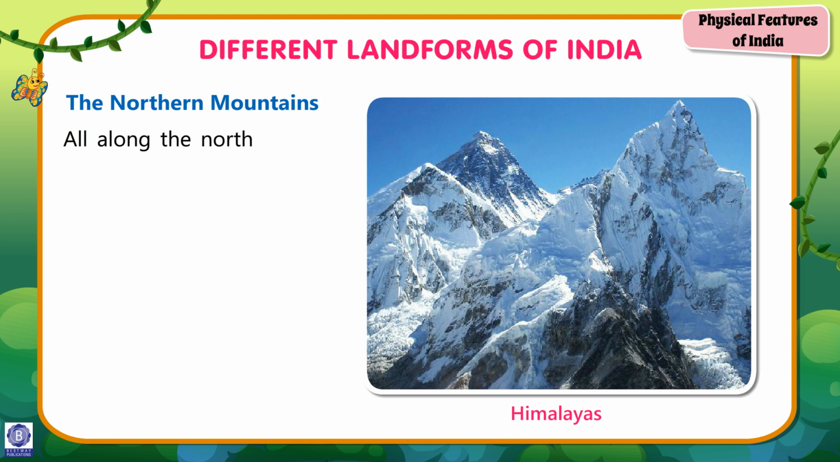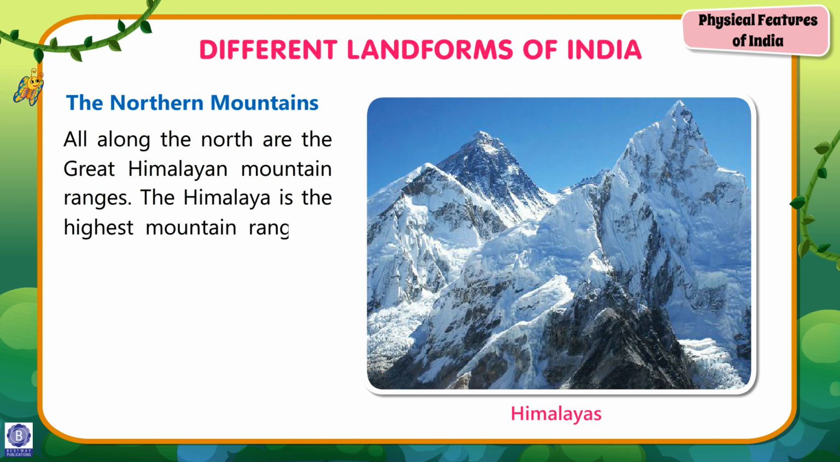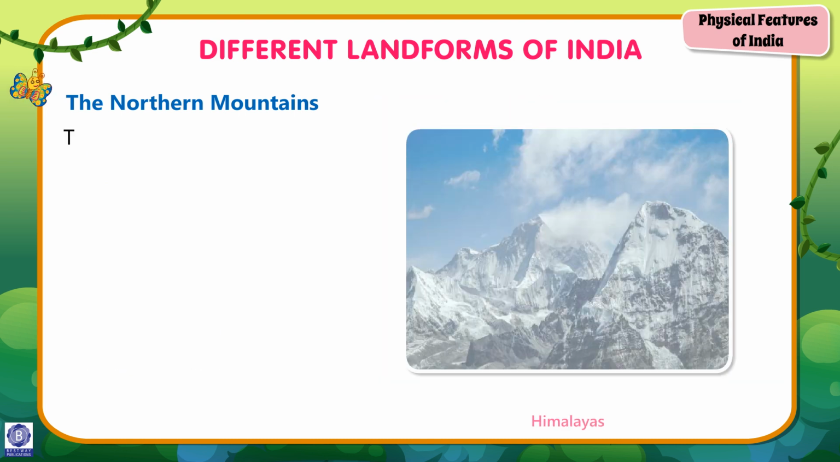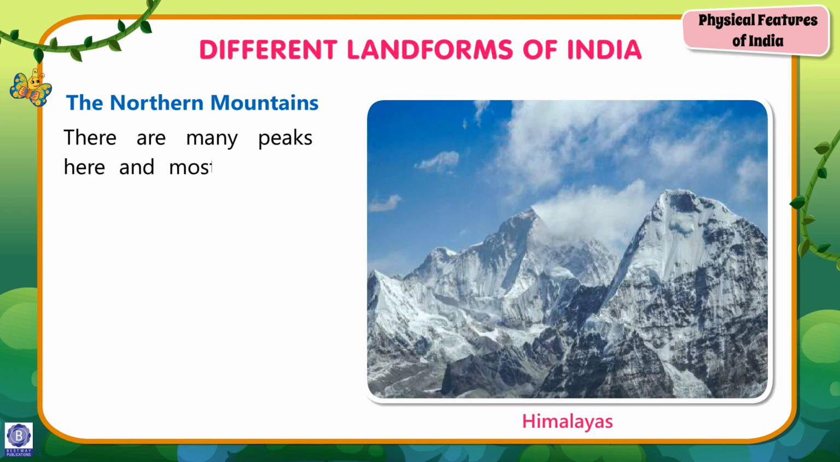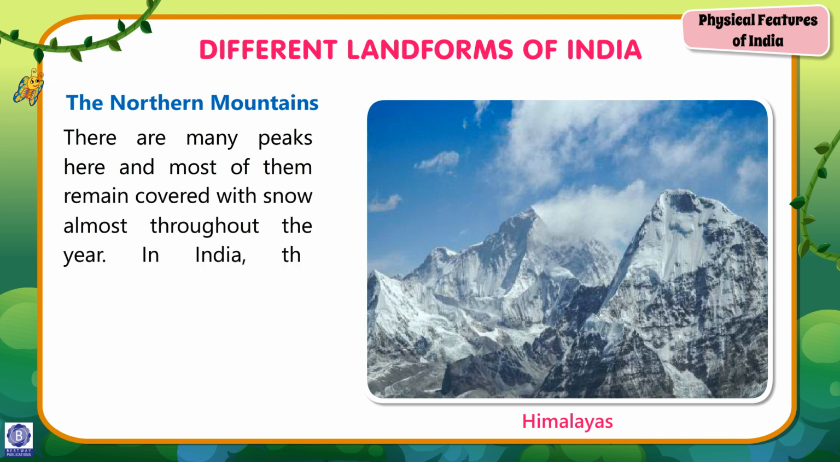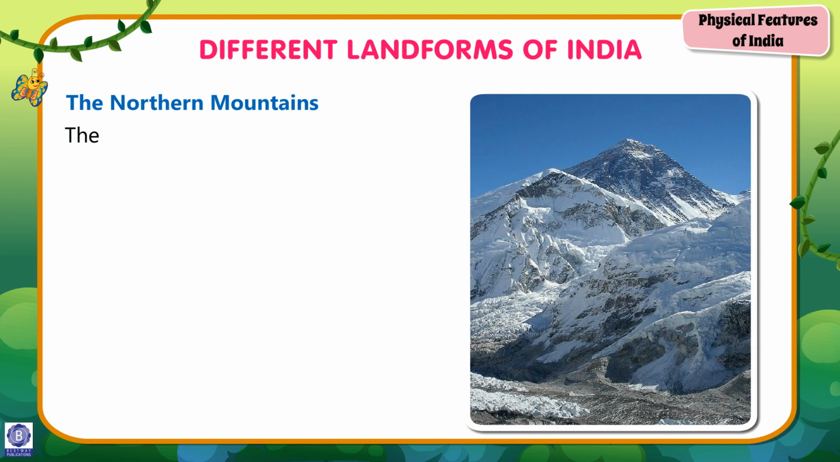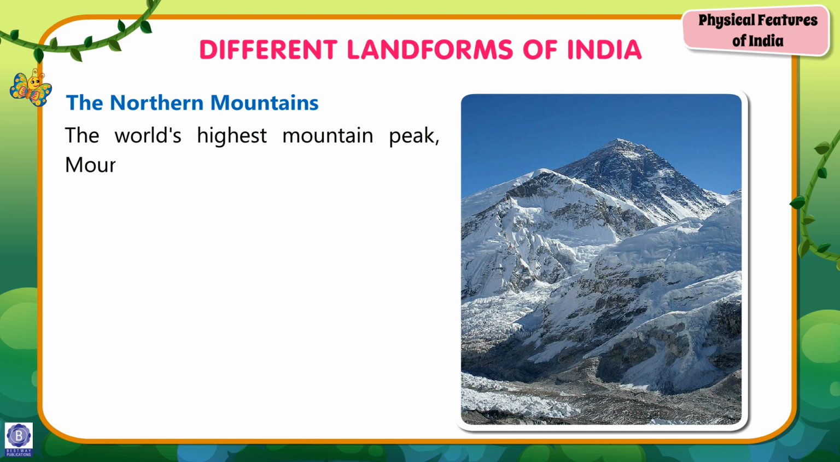The northern mountains. All along the north are the great Himalayan mountain ranges. The Himalaya is the highest mountain range in the world. The Himalayan range extends for about 2,400 km from the northwest to the northeast part of India. There are many peaks here, and most of them remain covered with snow almost throughout the year. In India, the Himalayas are spread over Jammu and Kashmir, Uttarakhand, Himachal Pradesh, and northeastern states. The world's highest mountain peak, Mount Everest, is also situated in the Himalayas.